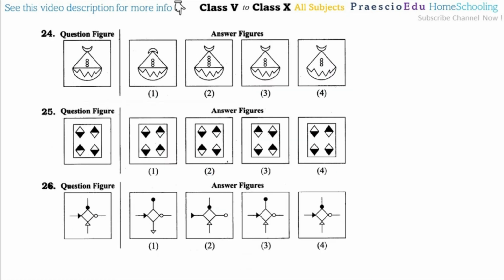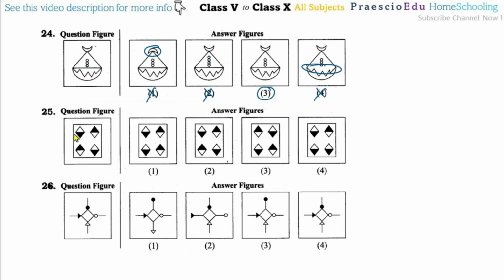Now question number 24. This half circle like a moon is a different one, so option 1 is incorrect. Then the number of these small circles, here 3, here 4, so option number 2 is incorrect. After this, this horizontal line is absent here, so option number 4 is incorrect. Then only option 3 is perfectly matching, so option number 3 is the correct one.